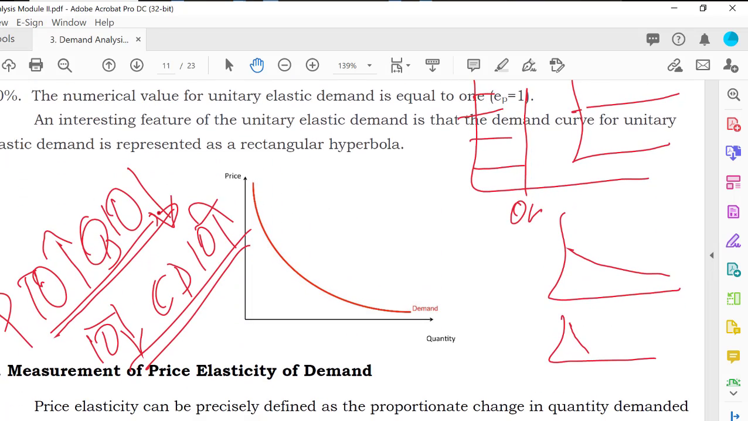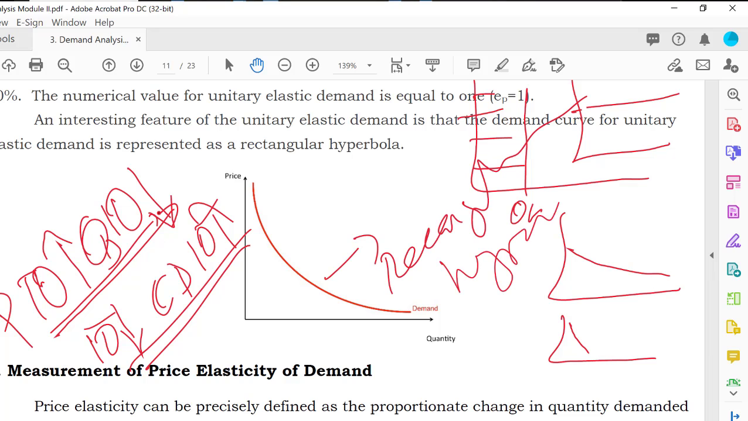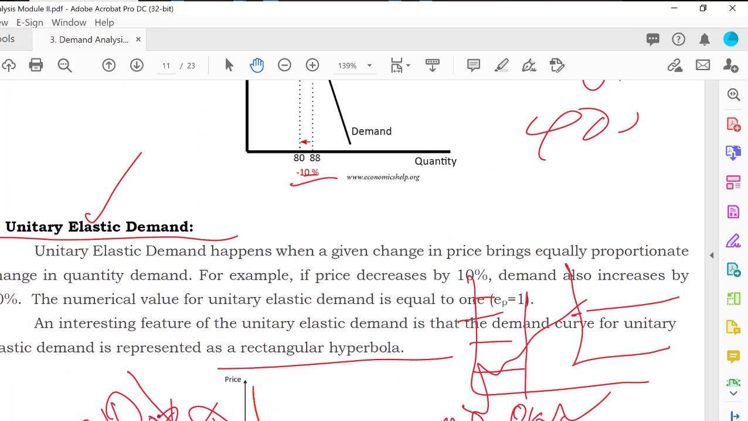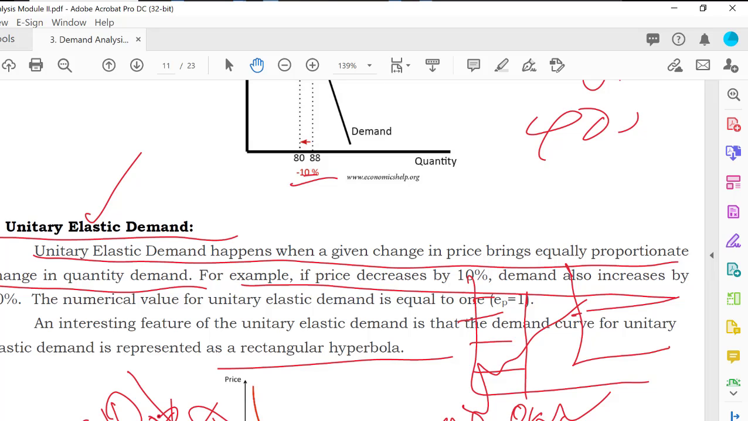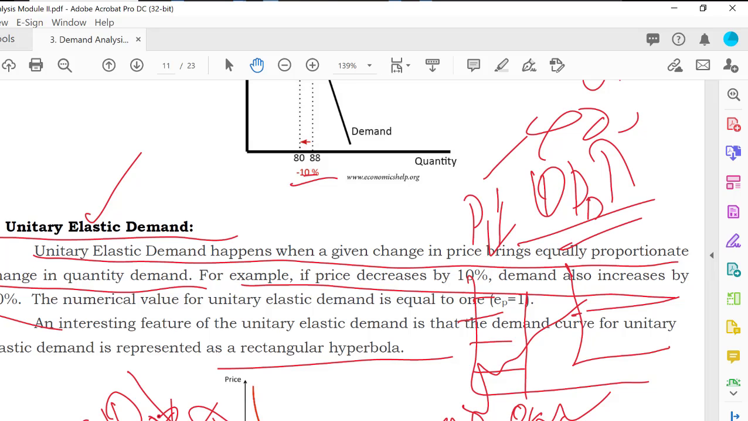In that case, the demand curve will have the shape of a rectangular hyperbola. Remember, rectangular hyperbola when the elasticity of demand is unitary. The unitary elastic demand happens when a given change in price brings an equally proportional change in quantity. For example, if the price decreases by 10%, demand also increases by 10%. Understand? There is a negative relation between quantity demanded and price of a commodity according to the law of demand. So a 10% price decrease should bring a 10% demand increase when the elasticity is unitary.